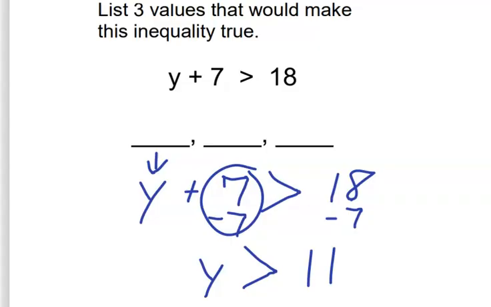So can you include 11 in this situation? No. Okay, so y is greater than 11, so it could be 12, it could be 13, it could be 14, it could be 15, it could be 16, it could be 102. Any number that is bigger than 11, that would be one of the 3 possible values that you could put on that line. All right, let's go on to the next.